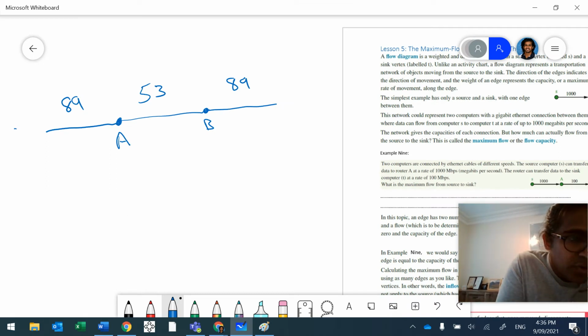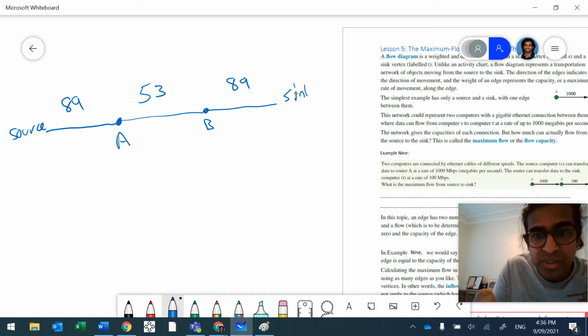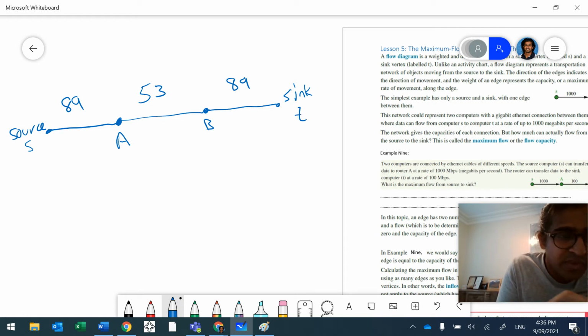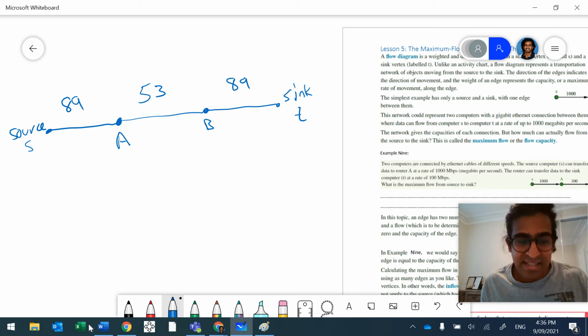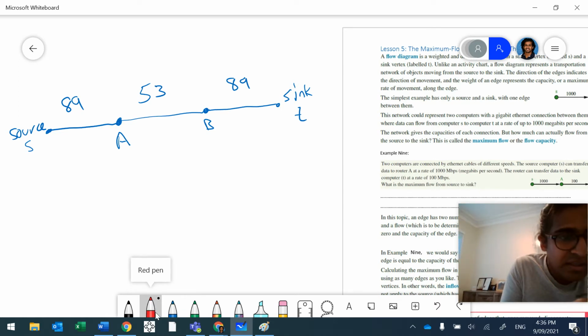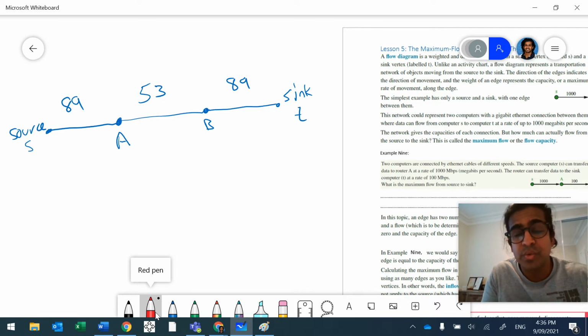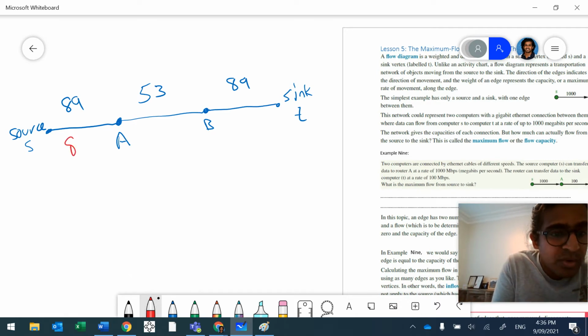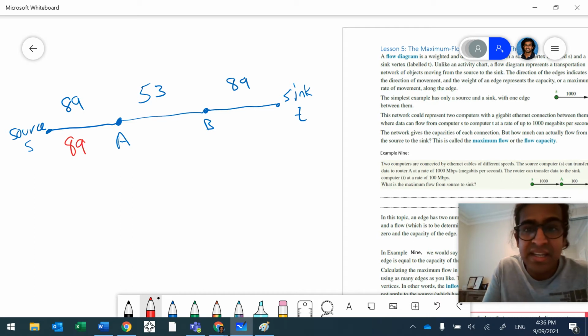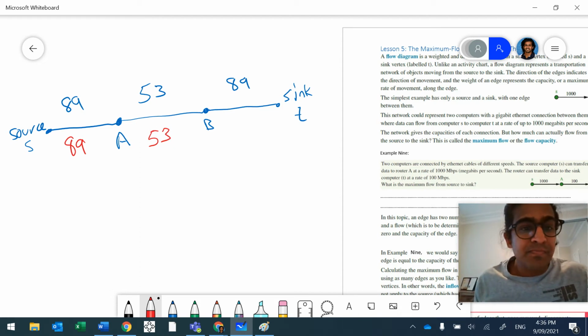Then of course we've got the source, which is where our water comes from, and our sink, which is where our water heads towards. We'll call that S, and we'll call that T. And finish it that way. What we need to understand is that our flow, the actual flow, which refers to what actually happens to the water at this point, is 89 litres, but it hits that junction and it slows down to 53 because that's all that this pipe can allow.